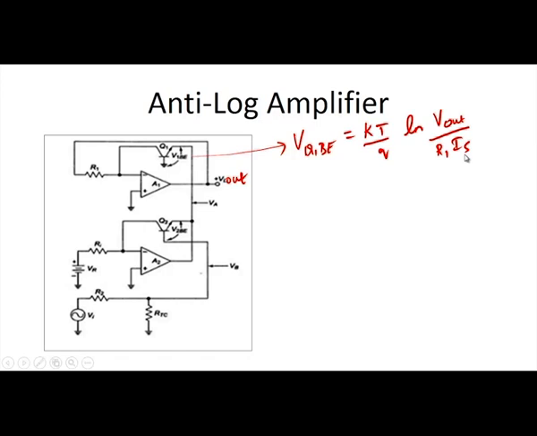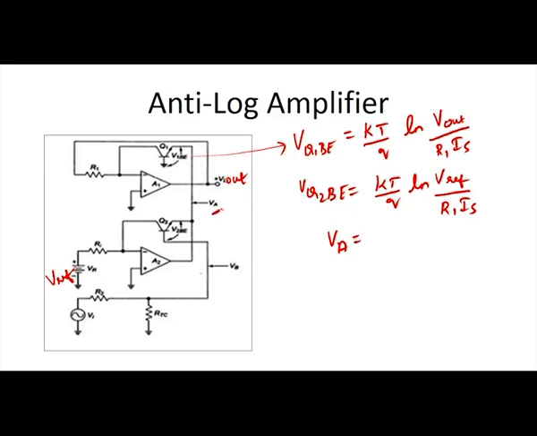This is the base emitter voltage for the transistor Q1, and the base emitter voltage for transistor Q2, VBE, is kT by q natural logarithm of the input voltage, here the reference voltage, divided by R1 IS. So, this is V reference. V reference is given, and what is VA?